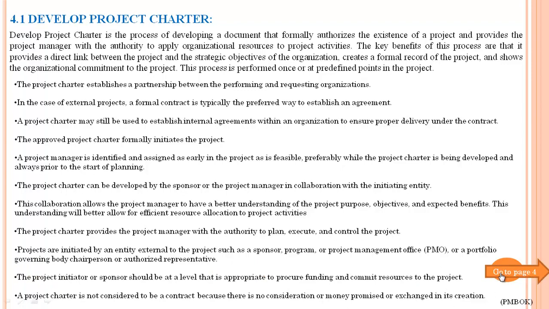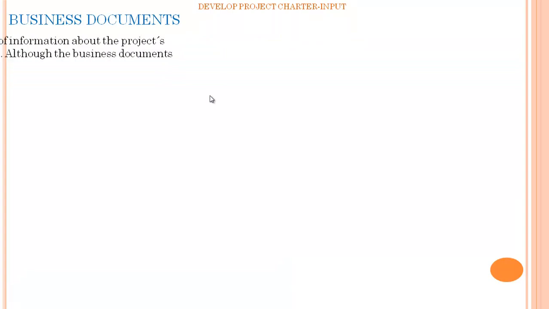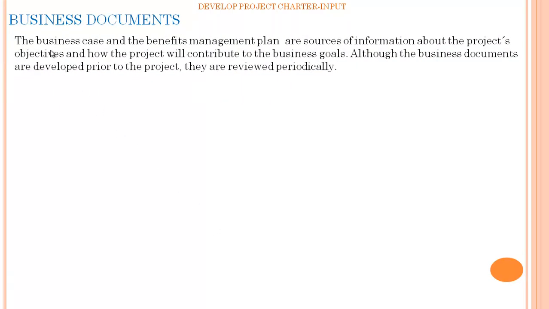Now let's go back to the main page. Now we'll explore topics under inputs. First is business documents. The business case and the benefits management plan are sources of information about project objectives and how the project will contribute to the business goal. Although the business documents are developed prior to the project, they are reviewed periodically.